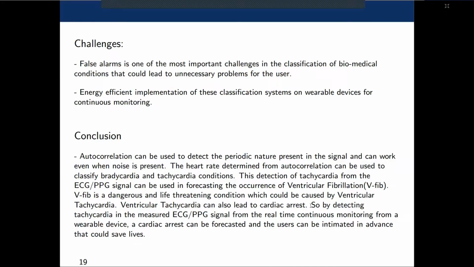So, by detecting tachycardia present in the measured ECG or PPG signal from the real-time continuous monitoring from a wearable device, a cardiac arrest can be forecasted and the users can be informed in advance, which could save lives. An example of such an incident was a couple of years ago when an Apple Watch informed the user that the user was having abnormally high heart rates during his sleep. Consequently, when the user reached hospital, he was diagnosed with a cardiac arrest occurring, and then a proper treatment was given which saved his life.